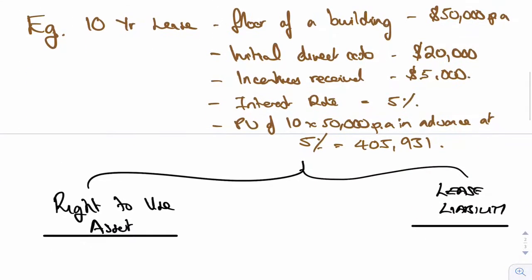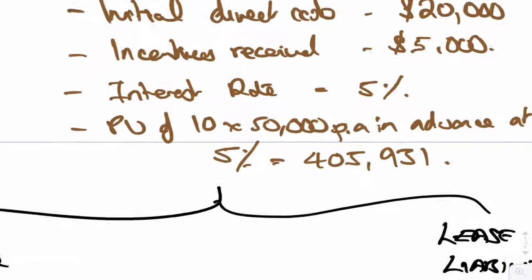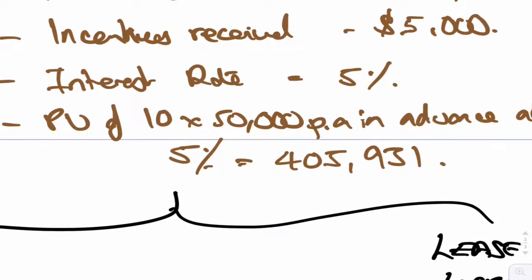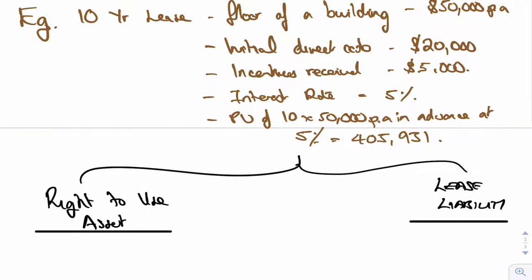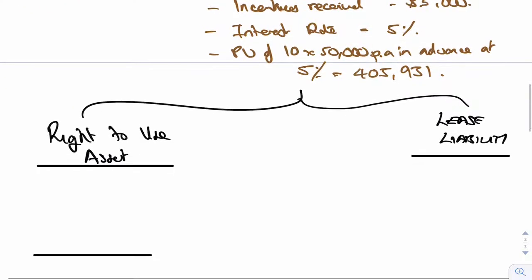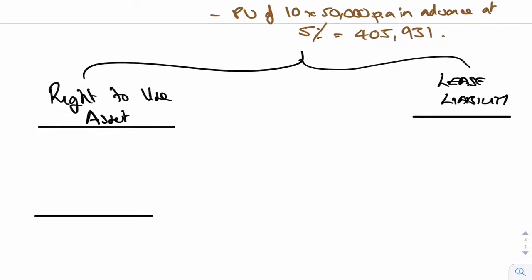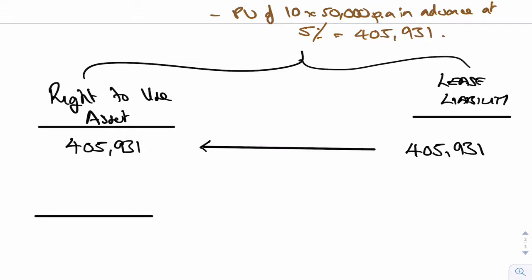Let's have a look at this example then. You've got a 10-year lease for a floor of a building, 50,000 per annum in advance. The initial direct cost of 20, incentives received are 5, the interest rate's 5%, and the present value of 10 lots of 50,000 in advance at 5% is 405,931, the figure we've seen many times. So we know that present value figure, that's basically your lease liability, isn't it? And that's going to be the figure that starts us off for our right to use asset.